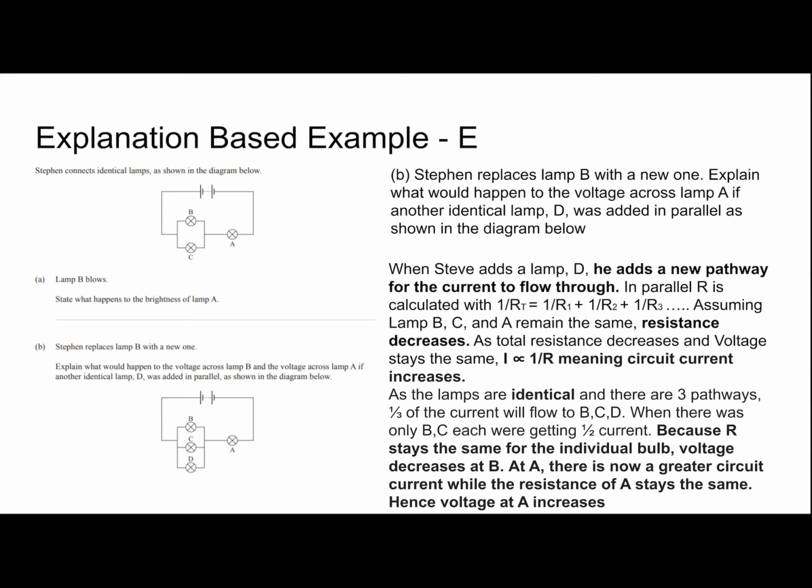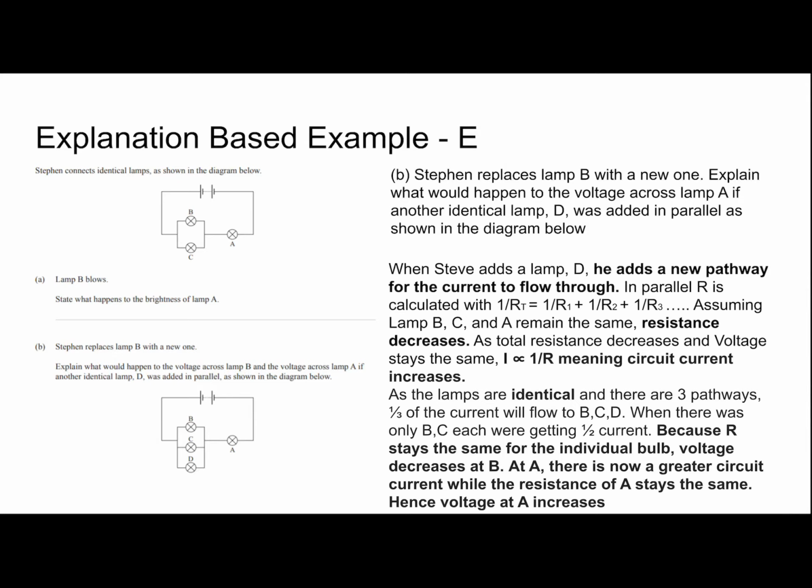However, when there's only B and C, let's say if we remove D, then 1/2 of the current will go through each of them, through B and through C. So therefore, the current through each light bulb actually decreases. With V equals IR, the resistance of the bulb remains the same, and the current decreases. So therefore, the voltage must decrease for lamp B.